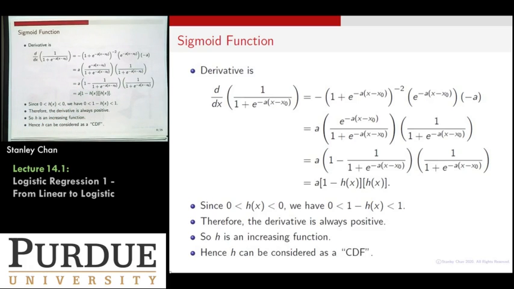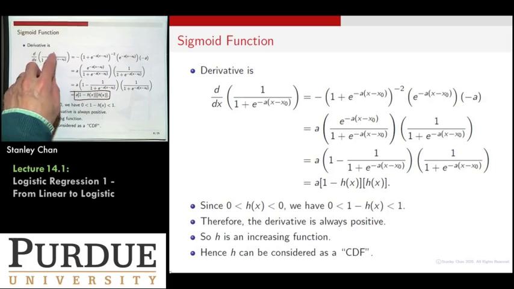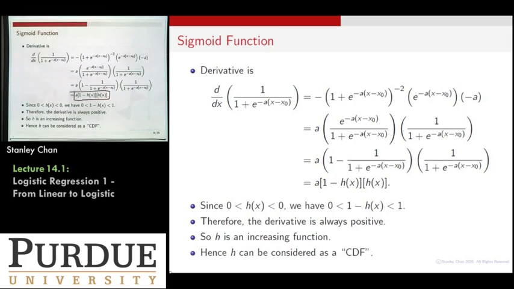You go to the bottom at this line, you realize a very, very interesting expression: the derivative of this logistic regression is a times 1 minus h times h. Now what is h? h is just this expression. So you can see that when you take the derivative of your h, it is actually giving you back your h in some very, very unexpected form.